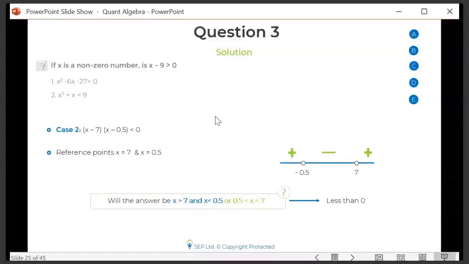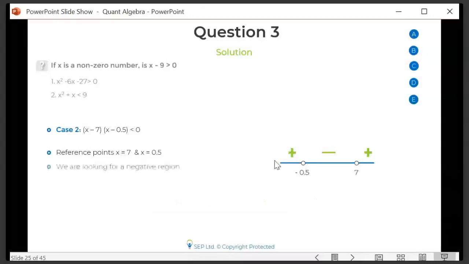The only thing that you need to keep in mind, guys, is that if it's less than 0, you need to take the part which is negative. In this case, the negative part is 0.5 to 7. So you'll say the answer would be 0.5 to 7. If you're looking for greater than 0, then you would have said x is greater than 7 and x is less than 0.5. So I hope this is perfectly clear.